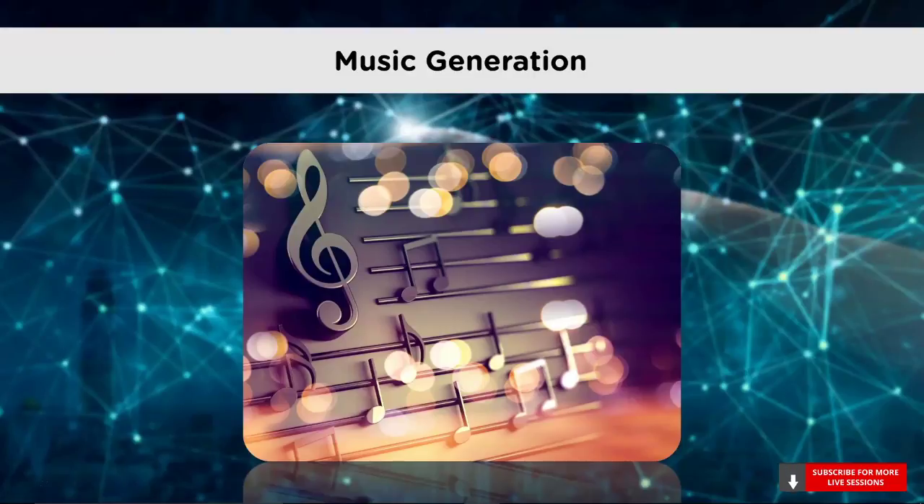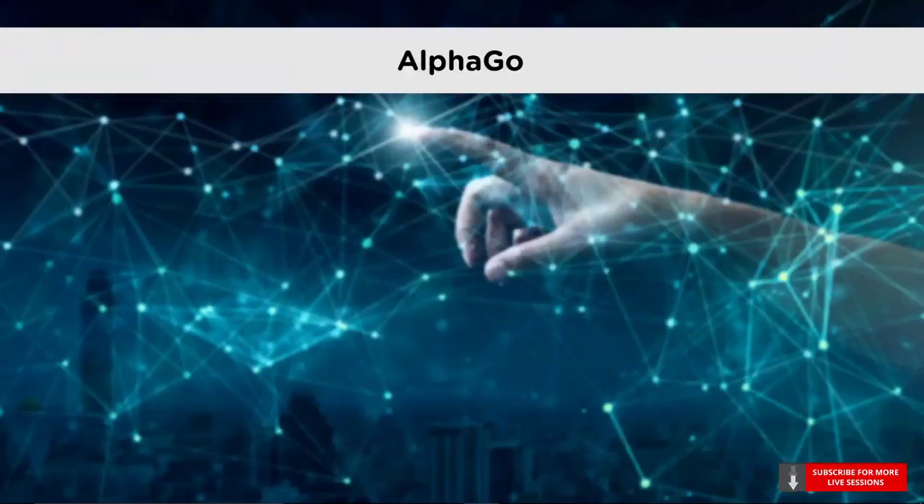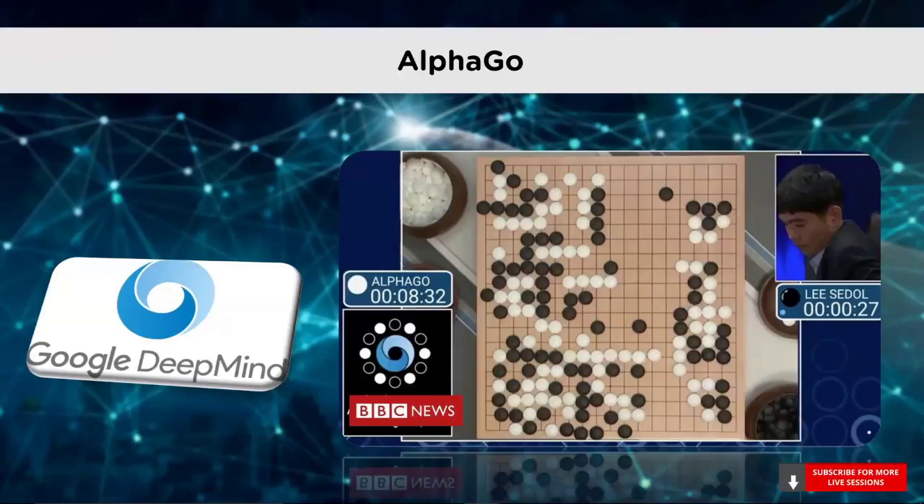Amper Music, MuseNet, and Jukedeck produce smart music powered by deep learning algorithms. Then we have AlphaGo. Now AlphaGo was created by Google DeepMind and is the first computer program to defeat a professional human Go player. AlphaGo's algorithm uses a combination of machine learning and tree search techniques combined with extensive training both from human and computer play.